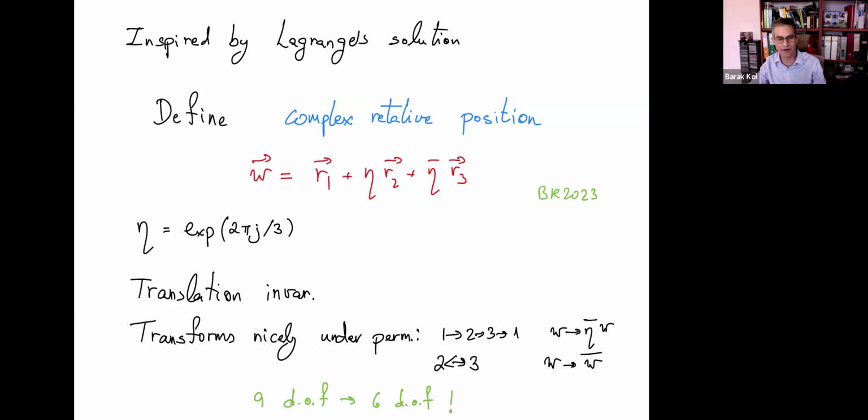So this is a new definition. It's not a new result, but it should be useful for any case of the three-body problem, not necessarily Newtonian even, when we factor out the center of mass.